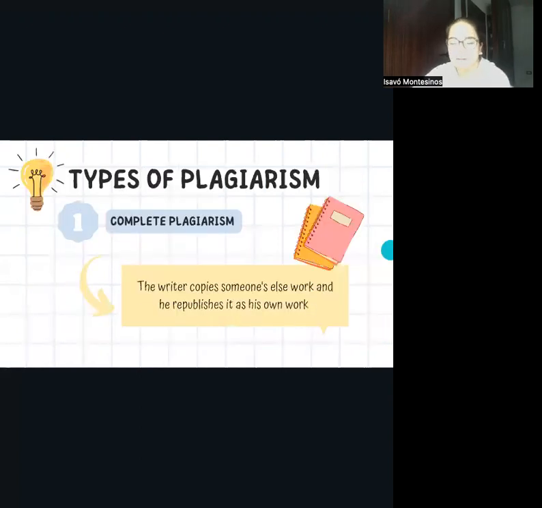The types of plagiarism. I'm going to talk about 8 types of plagiarism. The first one is complete plagiarism. Complete plagiarism occurs when a writer copies another research work or article, and this person tries to publish this work as their own, as if it's their original work.